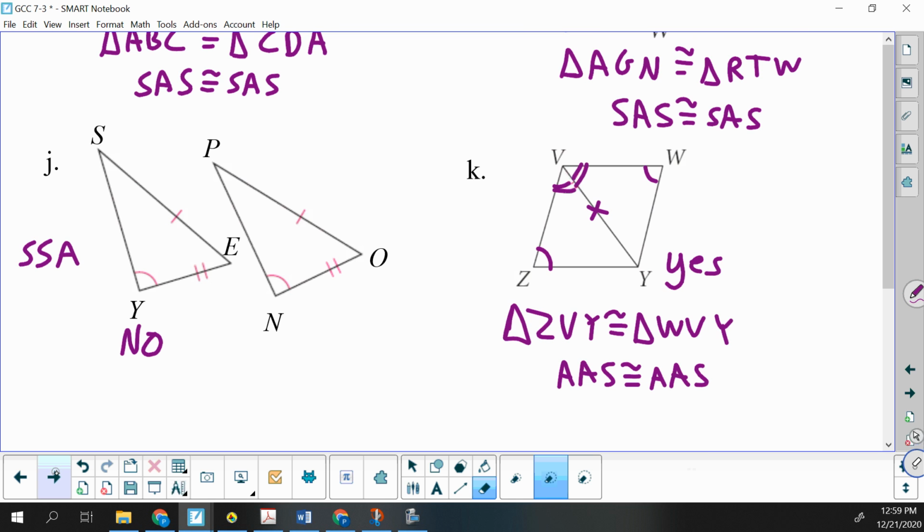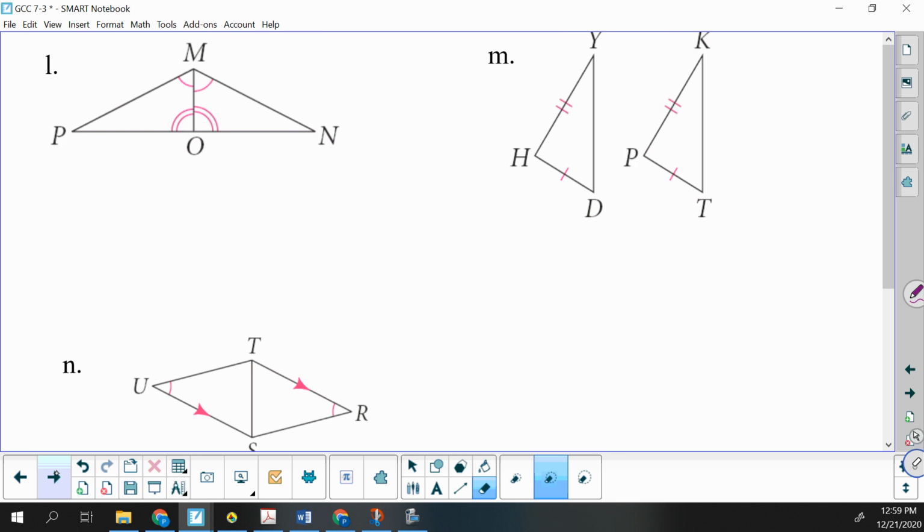So a couple more of these, and then we'll look at some actual proofs. So on page 13, letter L there, we only have two markings. Look for your reflexive or your vertical angles. They're sharing a side, so that's reflexive property. So we'll put a little X on that. In an individual triangle, we have two angles with a side in between. So therefore, that is angle, side, angle. So this is one that works.